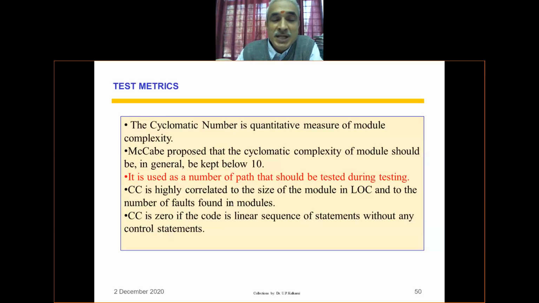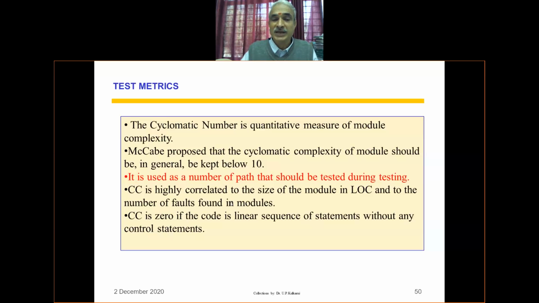Yes, sir. Right. So when you find that number, it is used as the number of paths that should be tested during the testing, right? And how complex the module is, that also you will come to know. And usually this number, as proposed by McCabe, should be kept below 10. That is the complexity. The cyclomatic number is a quantitative measure of a module's complexity, which reflects the number of decision points, which in turn reflects the number of paths that are to be tested during the testing, right?